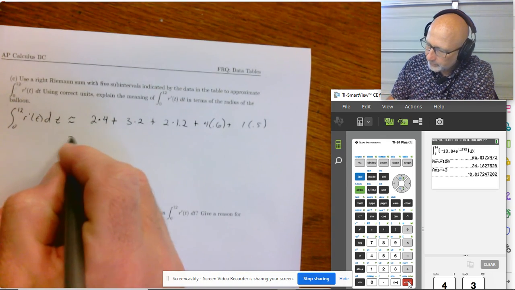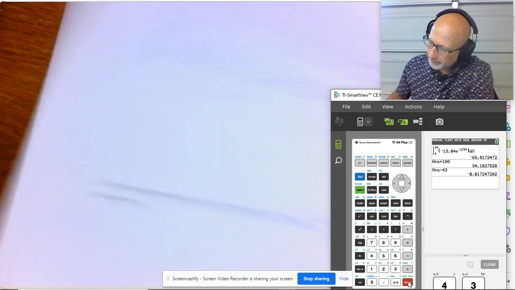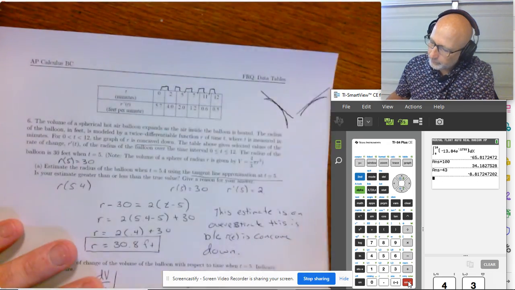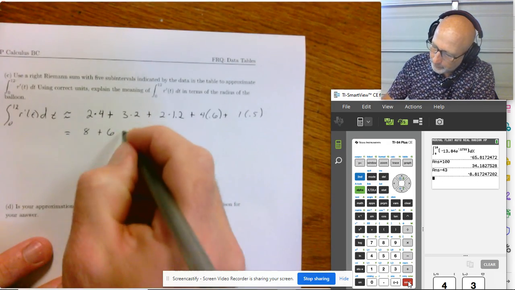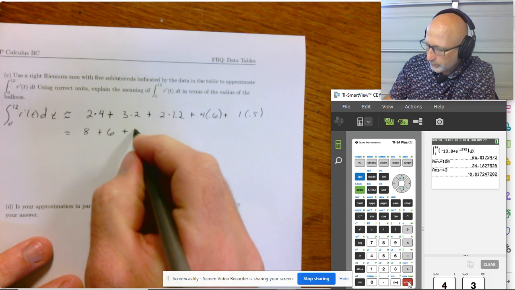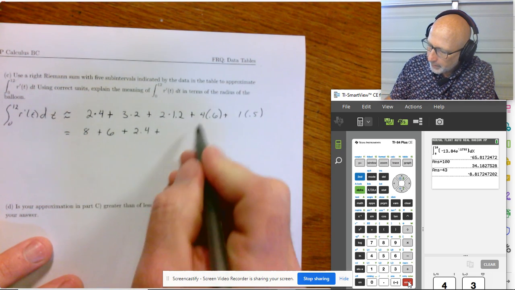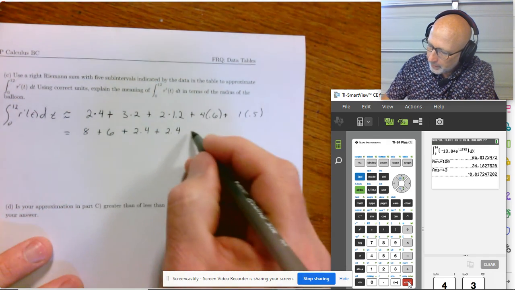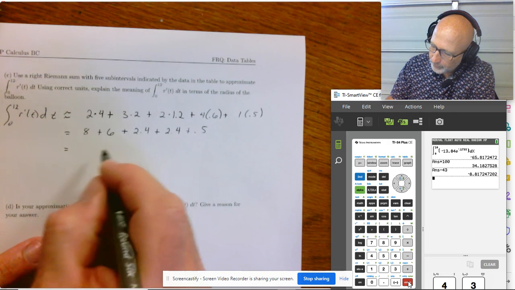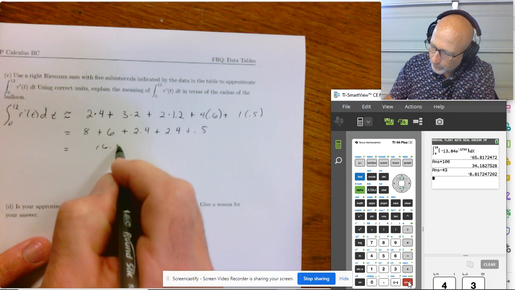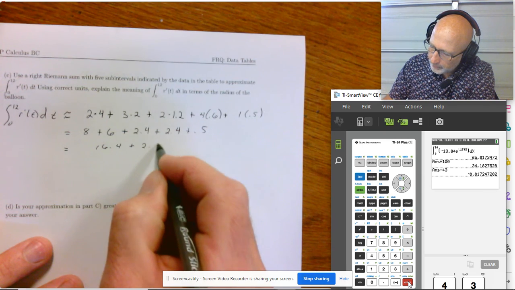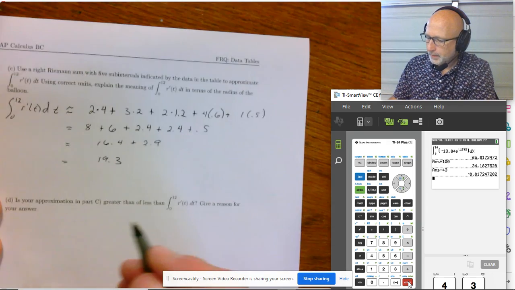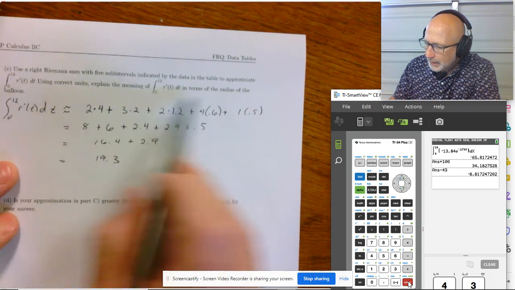Okay, so this is equal to, so 2 times 4 is 8, plus 3 times 2, which gives you 6, plus 2 times 1.2 is 2.4, plus 4 times 0.6 is going to be 2.4 as well, and then plus 0.5. So this is equal to 14, 16.4 plus 2.9. So this is going to be 19.3. Okay. Now, using correct units, explain the meaning of what this is.